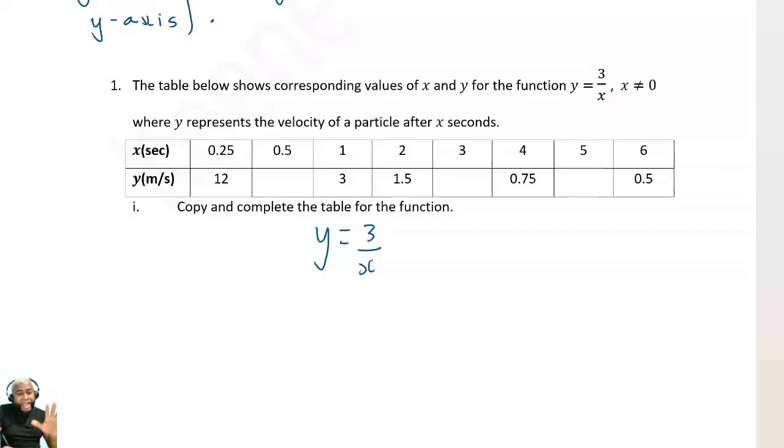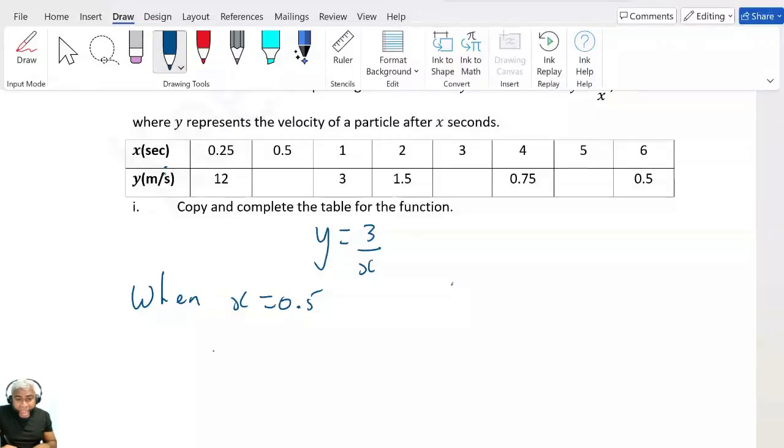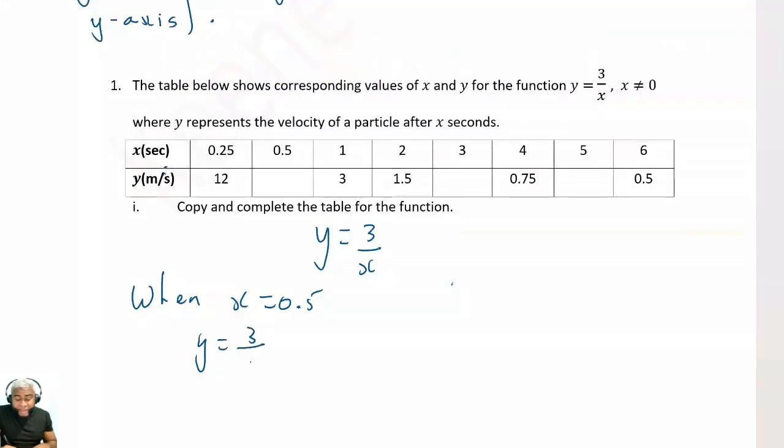Right, proper thing. So if I have to show working for these things, this is how the working is going to look, right? So when x is equal to 0.5, this function above is what I'm working with for every single column here. So when x is equal to 0.5, y would be equal to 3 divided by 0.5. Y will be equal to what, my children? 6. Thank you. 6. Very good. Right? Let's go to the next one.